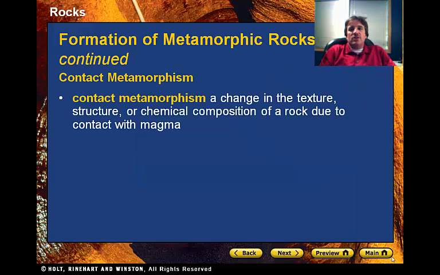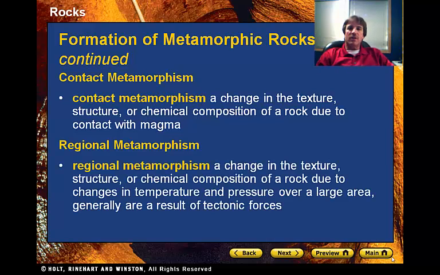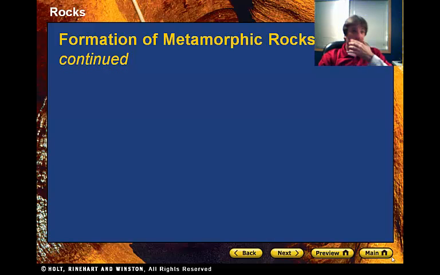Contact metamorphism is a change in texture, structure, or chemical composition of rock due to contact with magma. Regional metamorphism is a change in the texture, structure, or chemical composition of rock due to changes in the area. So you have a large general area. As the heat comes out of the magma, it changes rocks over a much larger area, usually through tectonic forces, which we'll spend a lot of time talking about in the coming weeks.